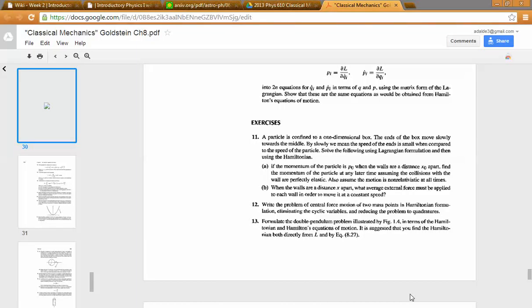Number 11. A particle is confined to a one-dimensional box. The ends of the box are slowly moving towards the middle. By slowly, we mean that the end speeds are small when compared to the speed of the particle. Solve for the Lagrangian formulation and then using the Hamiltonian.